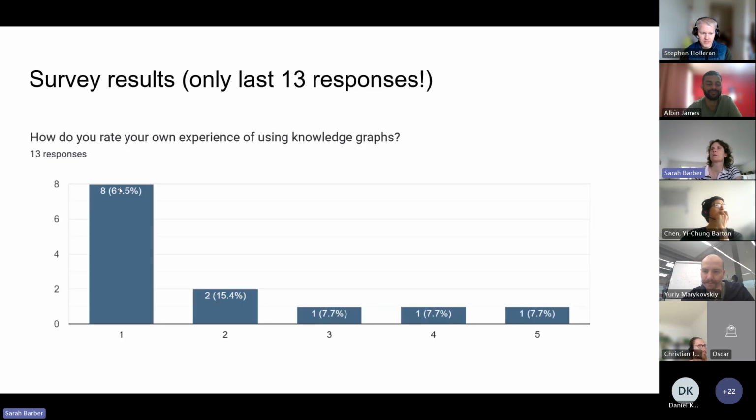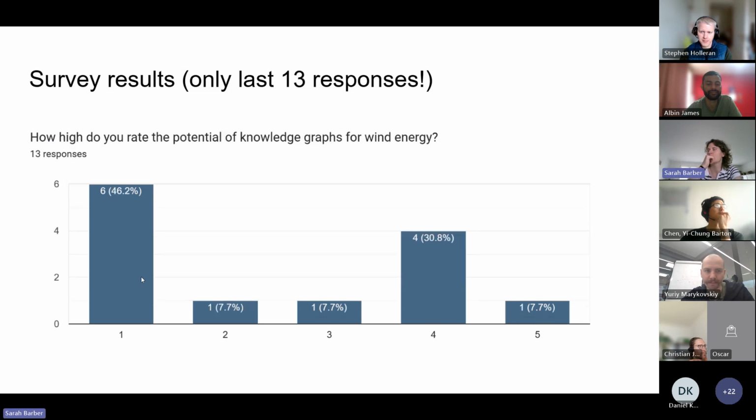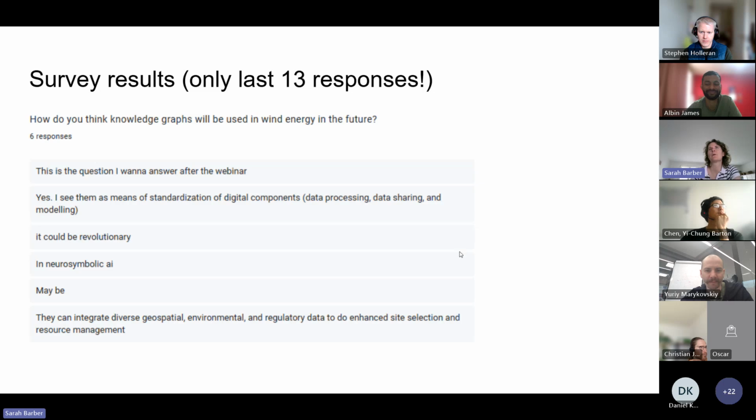Most of you rate your experience of using knowledge graphs as very low, and most of you rate the potential of knowledge graphs as very high. The one is a high on here, but not all of you. So we want to correct that, hopefully, today. There were also some questions about using knowledge graphs in the future, and here are some of the answers. Some of you want to know that today. Some of you think it could be revolutionary. Some of you are not sure. But we're going to ask these questions again anyway in the Mentimeter at the end.